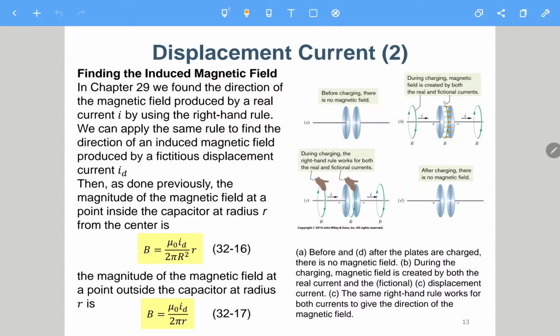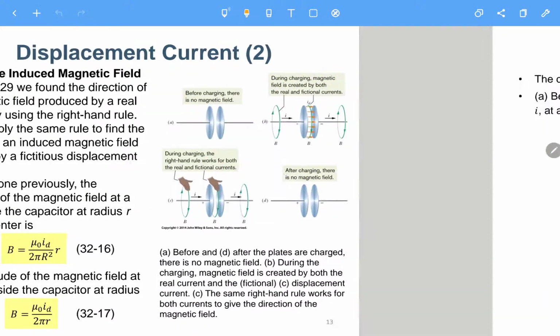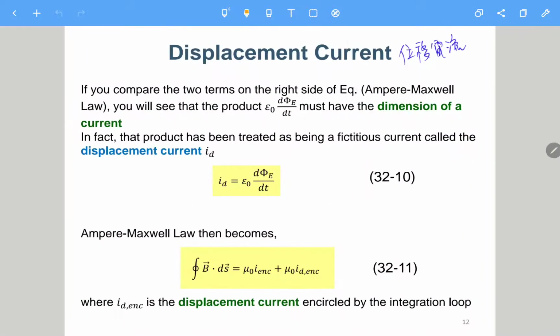So actually, what does it mean? The displacement current is actually like the current going in the capacitor. So we can try to elaborate on it a bit. This ID is epsilon naught d phi e dt. Now suppose we consider a parallel plate capacitor.